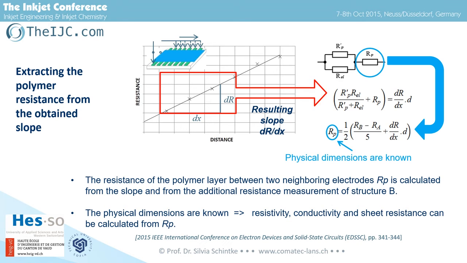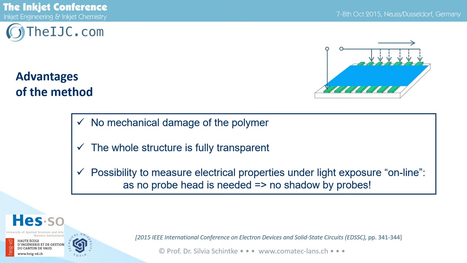It's really simple mathematics at the end, and from this we get information, or really direct information, about the resistivity, conductivity, and sheet resistance when we know the layer thickness, of course, from our deposited polymer. The layer thickness we measure generally with optical interferometry, also to have no mechanical damage. So we have a test structure and a method which allows to study thin layers of polymers, so it can be used for inks. The second advantage is that the full structure is transparent, so we can use the structure also to measure how it evolves when we expose it, for example, to light.